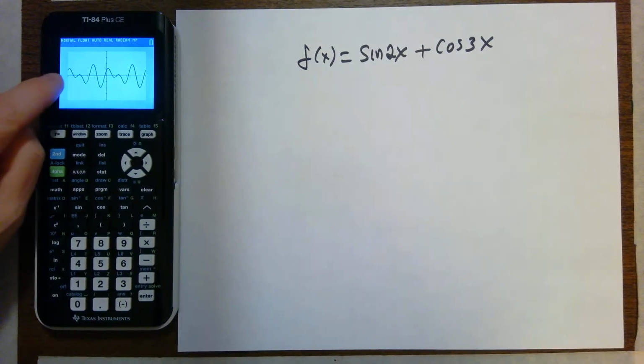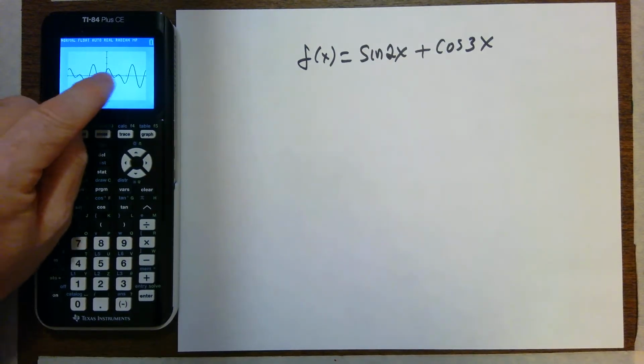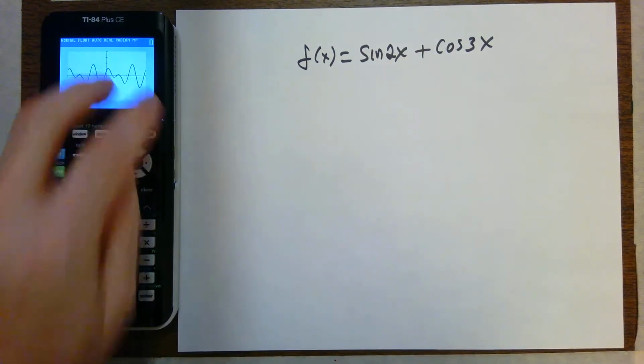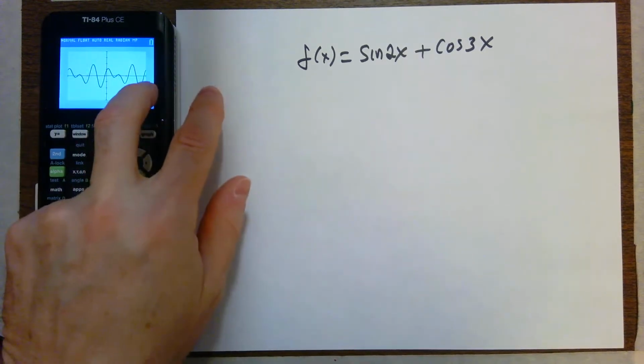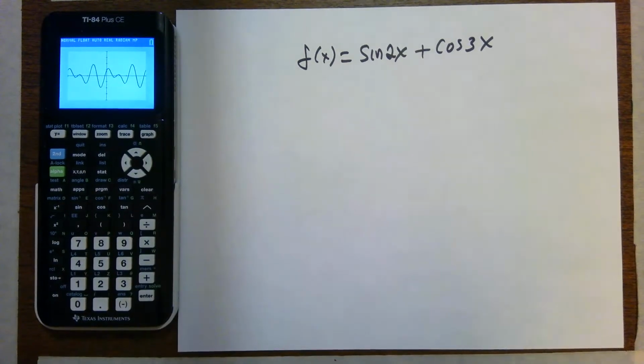The pattern repeats from here to here and here to here. This is the same thing as that. And then if I did another 2 pi, another 2 pi, another 2 pi, it would repeat. But notice how strange this thing looks. The sine of 2x and the cosine of 3x. So very, very strange types of things going on here in these different functions.